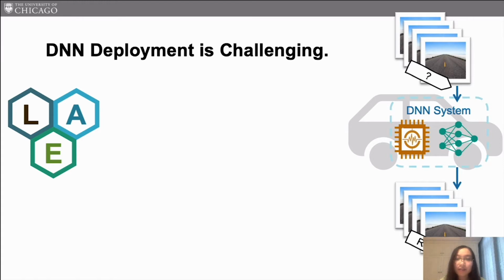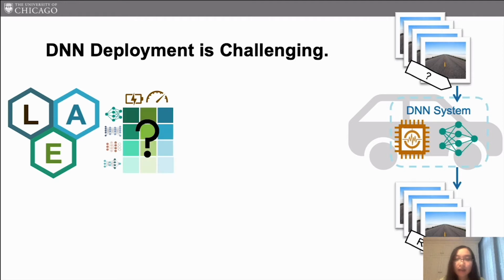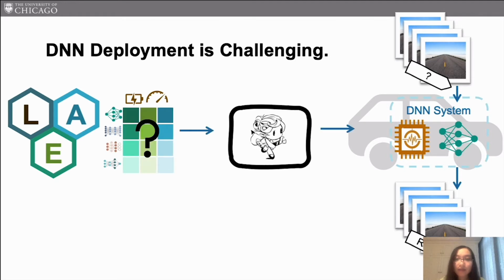There are two knobs to tune. At the application level, there are many different DNNs to pick from, with different width, depth, and architectures. At the system level, different power caps can be set. Different DNN and system settings will offer latency, accuracy, and energy trade-offs. We want to figure out a system which can automatically pick the configurations for every input image so that the three requirements can be satisfied.